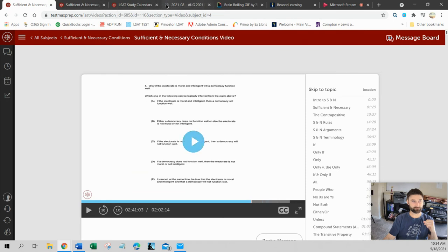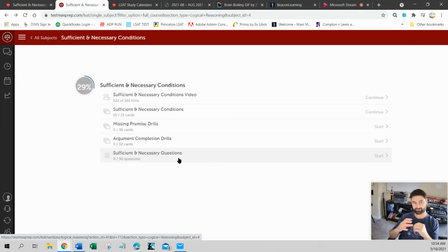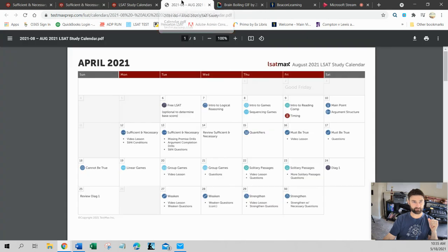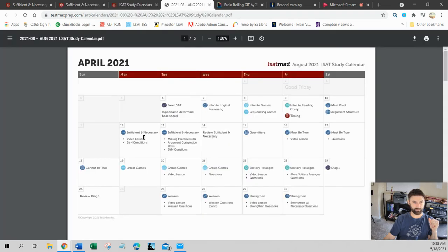And then I'm going to melt my brain by doing 50 questions. My goal today will be to get through this before the afternoon and actually start looking at the missing premise drills and all that. So I guess my goal would be to finish all this and basically be caught up with April 13 on this calendar.